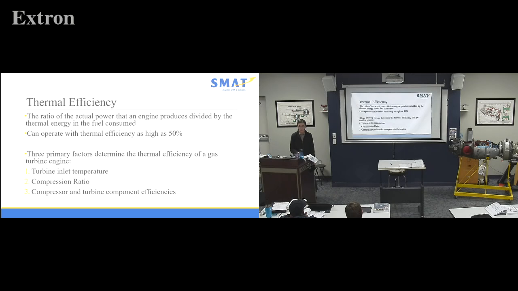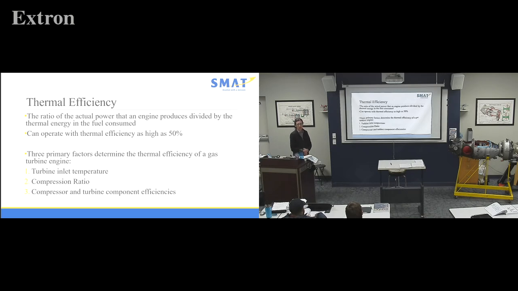All right, moving into thermal efficiency. And again, all those formulas are just to give you an understanding of relationships. You don't have to keep going on.